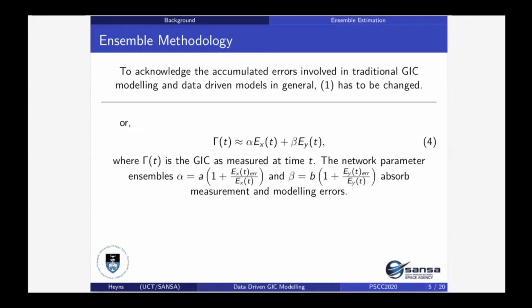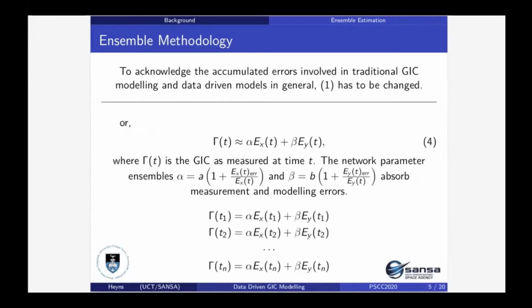Gamma is the measured GIC, and it is related to alpha-naught plus A, E_X, and beta-naught plus B, E_Y. These alphas and betas are no longer constant single network parameters, but rather ensembles of network parameters that absorb measurement and modeling errors.